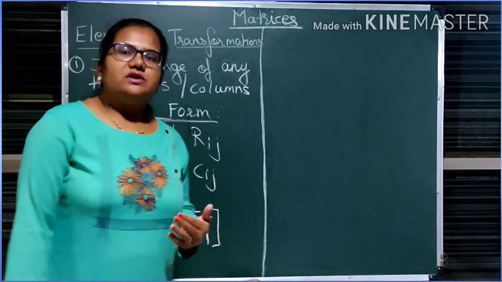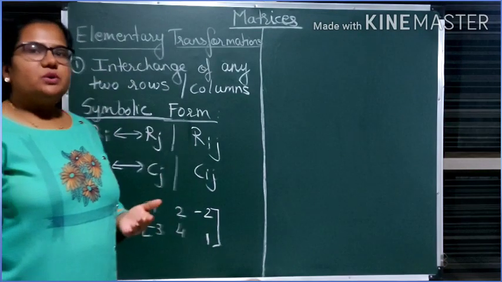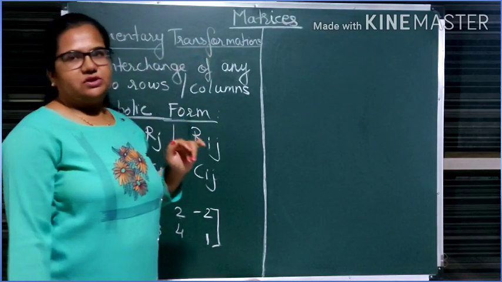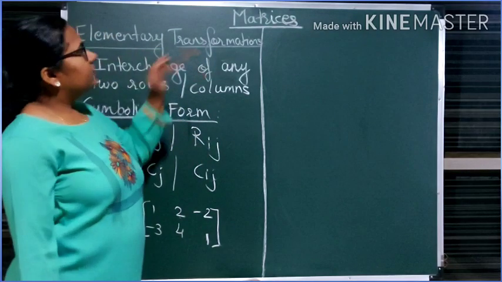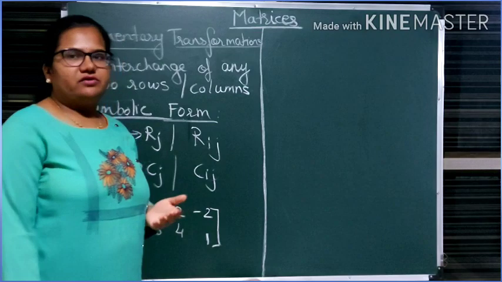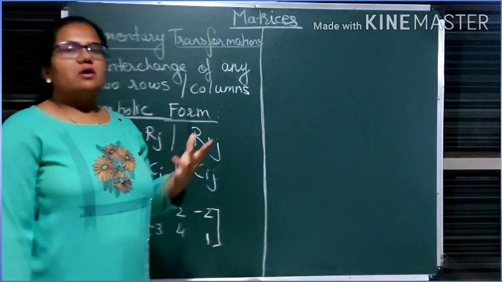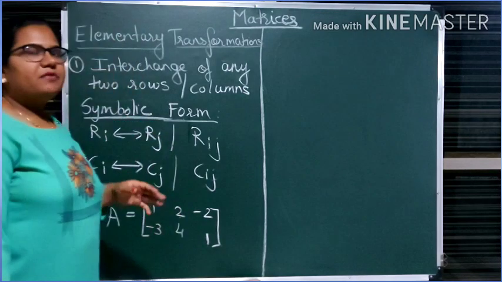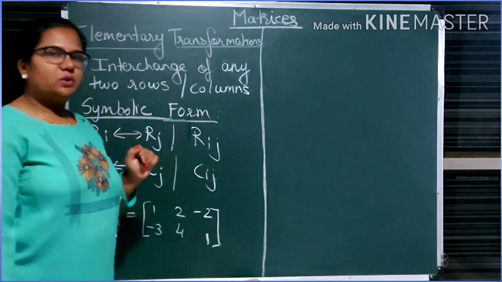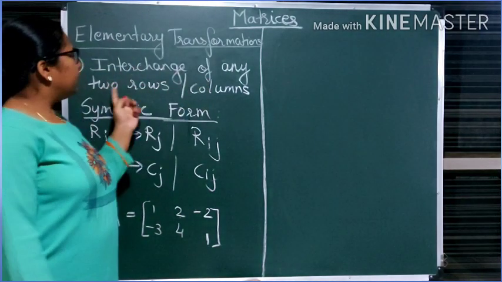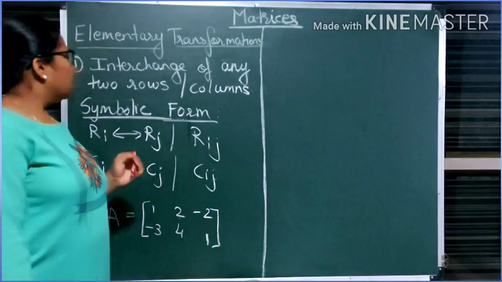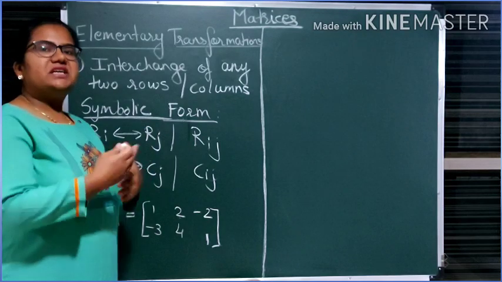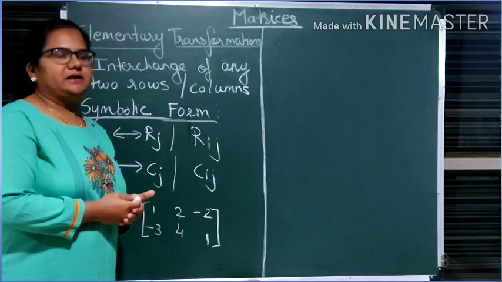Now let us move further in 12th standard, and what we are going to study first in 12th standard is the elementary transformations. In these elementary transformations there are three types. Three are applied on rows and three are applied on columns. The first elementary transformation we are going to study is interchange of any two rows or columns. Interchange means you just have to interchange the elements. The name itself indicates it.